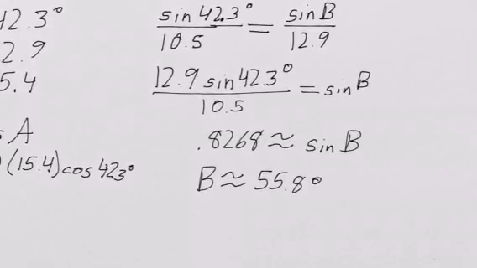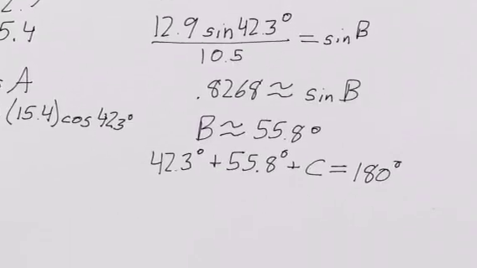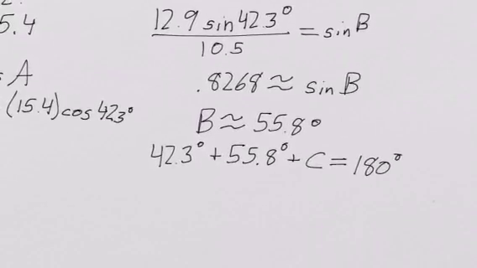So now that we know two angles, we know that 42.3 degrees plus 55.8 degrees plus angle C has to equal 180 degrees. We go ahead and subtract the two angles from both sides, and we end up with C is 81.9 degrees.